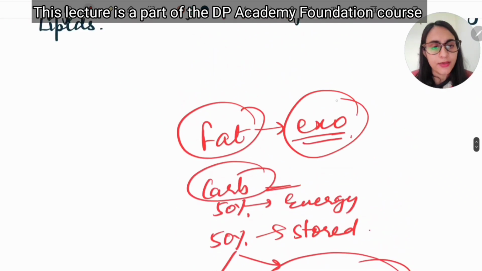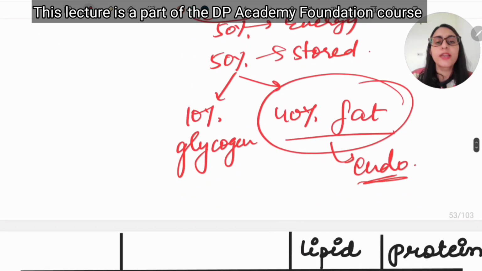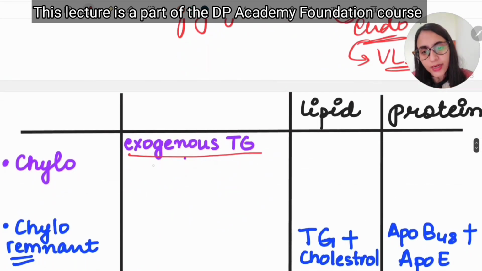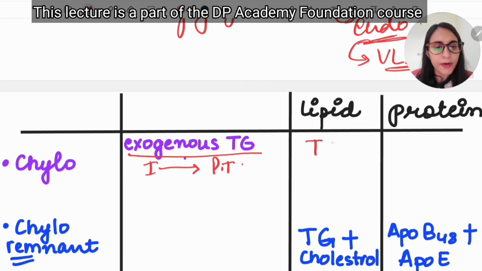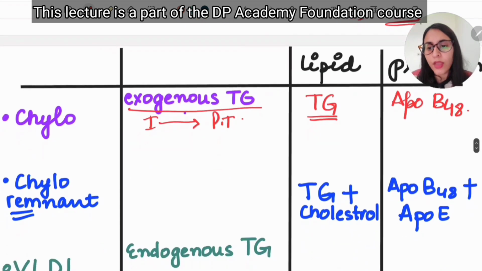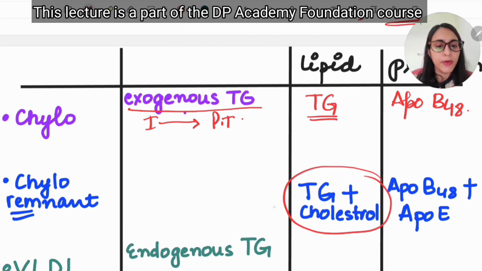The exogenous fat is chylomicrons. The endogenous fat, which the body is synthesizing from the excess carbs, is going to be VLDL. These are the bad fats. So exogenous triglyceride is coming from the intestine and going to the peripheral tissues. The lipid form of this is triglyceride and the protein is ApoB48. For the remnant of this, the chylomicron remnant, the lipid is going to be triglyceride plus cholesterol.